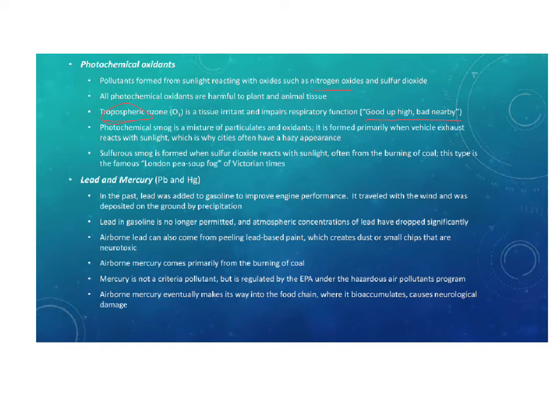Photochemical smog is a mixture of particulates and oxidants. It is formed primarily when vehicle exhaust reacts with sunlight, which is why cities, especially those with a lot of cars, often have a hazy appearance. And we're going to talk more about secondary pollutants, and we'll talk more about photochemical smog. So there's two types primarily, brown smog, which is that photochemical smog. I'll actually write that in there for you. This is considered the brown smog.